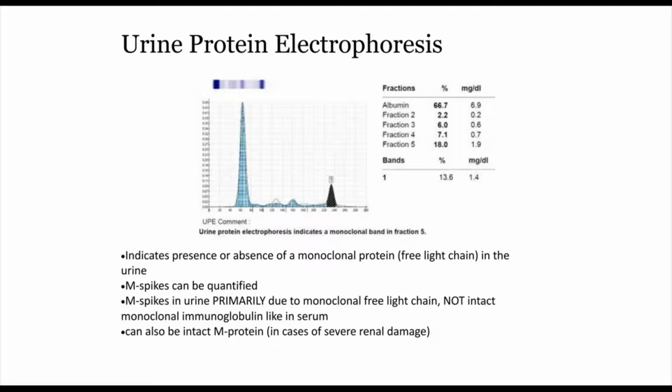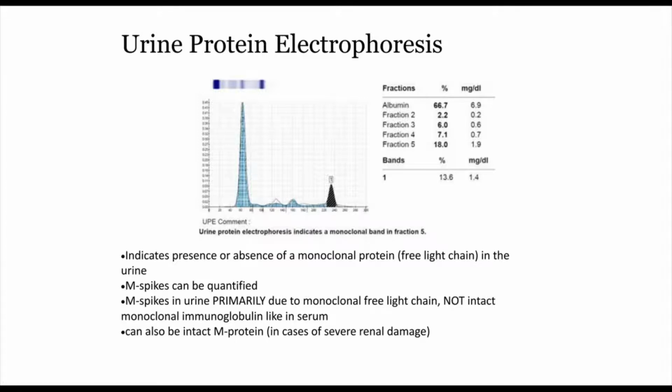Urine protein electrophoresis is one of the older methods of detecting and quantitating free light chains in urine. It indicates the presence or absence of a monoclonal protein in the urine in the form of an M spike. These M spikes can be quantitated, and the amount of free light chain excreted in the urine can be calculated based on the amount of total protein in the urine. The problem with this technique is that due to the variability of urine concentration with hydration status, this requires a 24-hour urine collection, which is cumbersome for the patient.